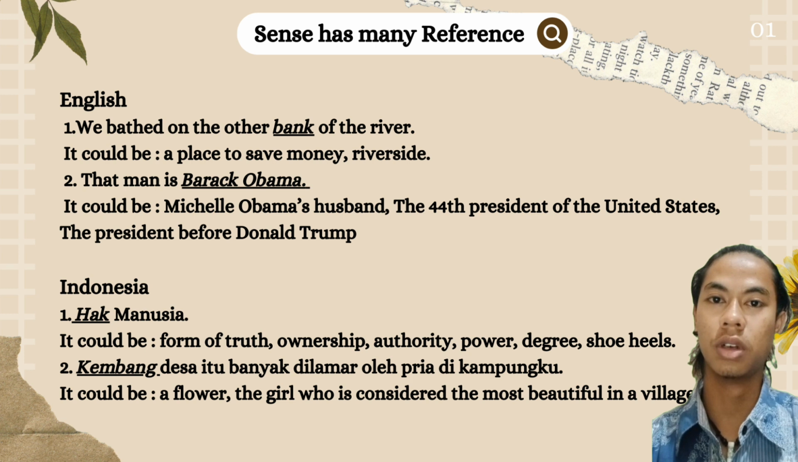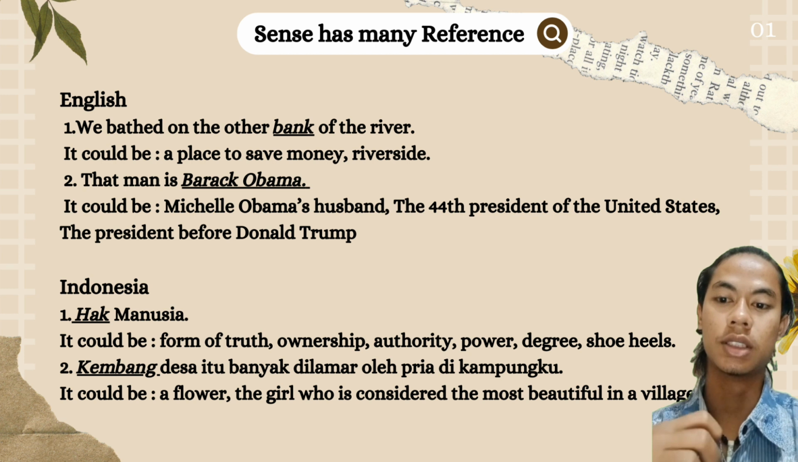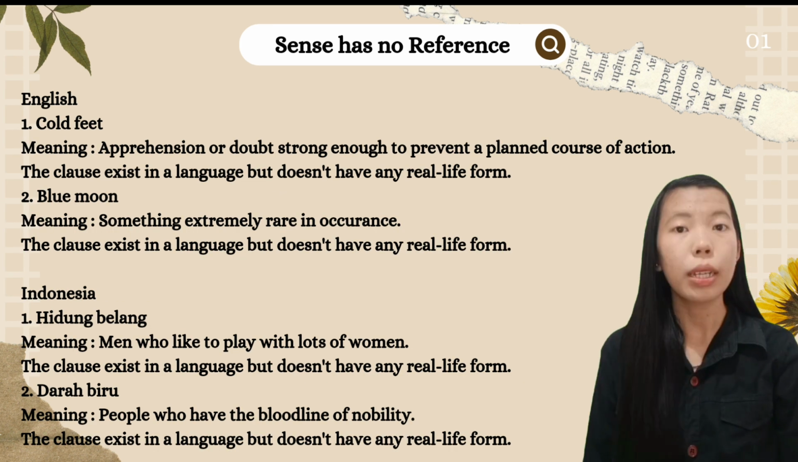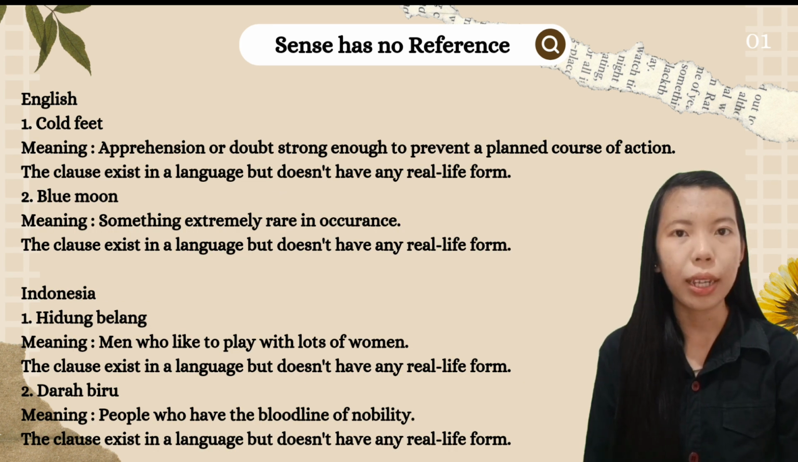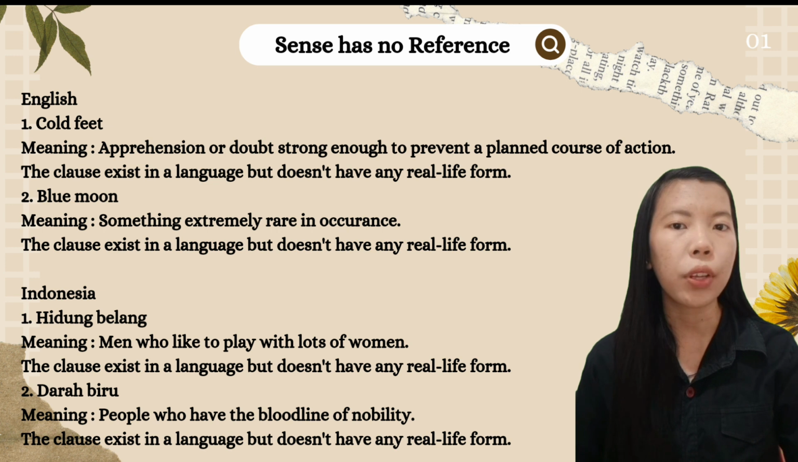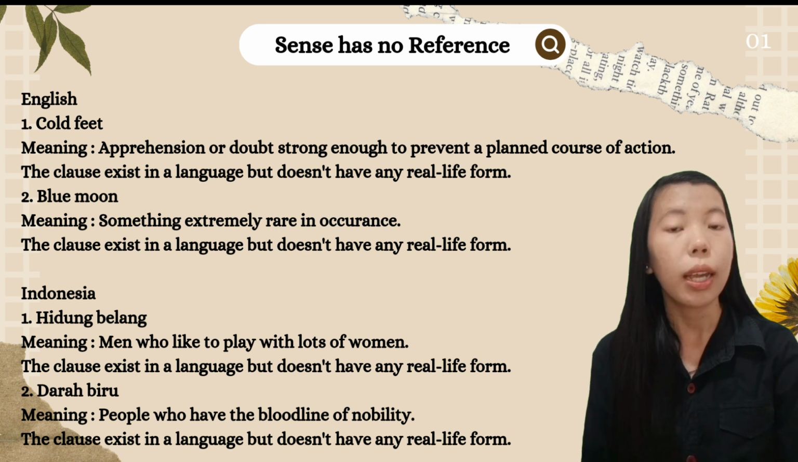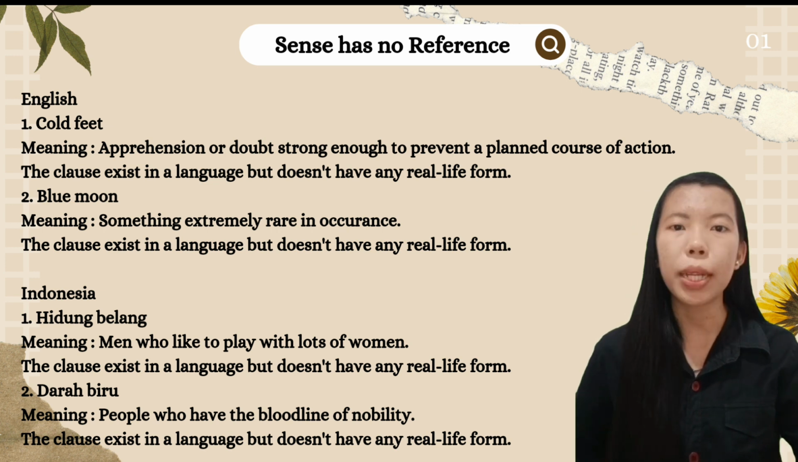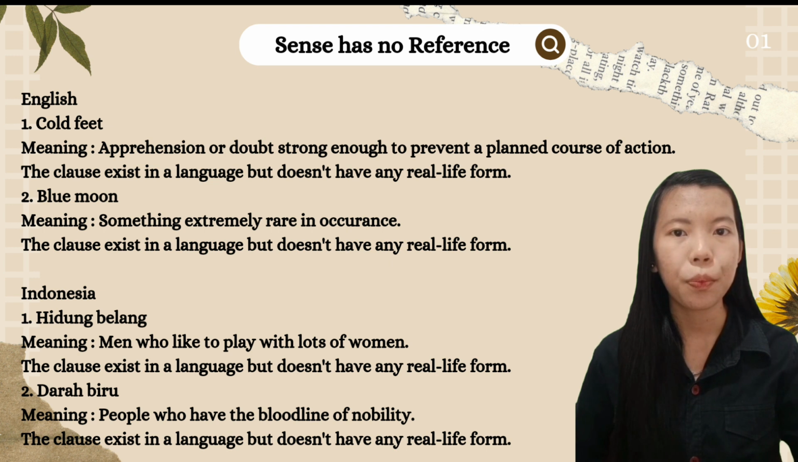That word kembang, it could be a flower, or the girl who is considered the most beautiful in some village. Sense has no reference. In English, the first example is cold feet, meaning apprehension or doubt strong enough to prevent a planned course of action. The clause exists in a language but doesn't have any real life form.